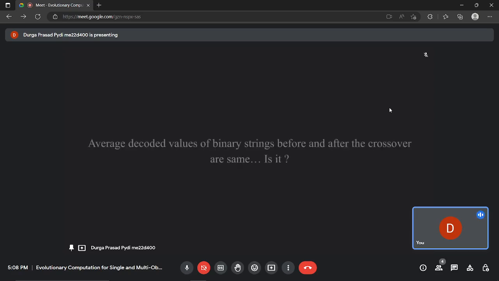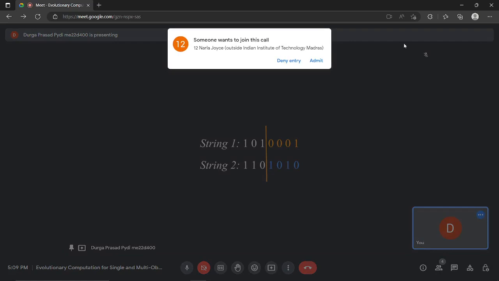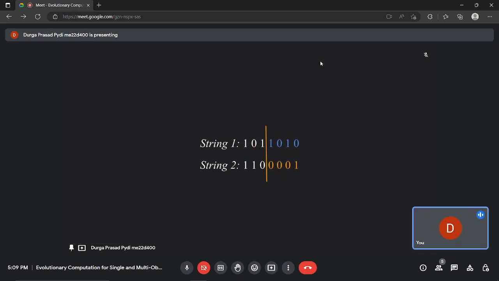What are those? The first property is that the average decoded values of binary strings before and after crossover should be the same. This is one of the properties we discussed previously. So let's consider two strings as shown below. When you are doing crossover, you are exchanging the tails. You exchange both the tails and then you come up with this. So by doing this swapping, you are not changing the average value of the two offsprings combined together. So let's see how it works out.